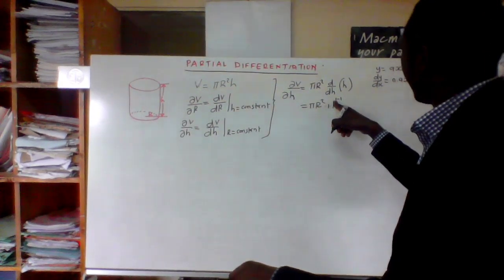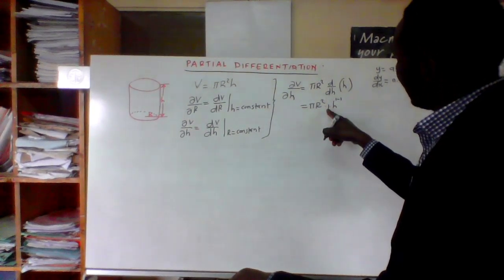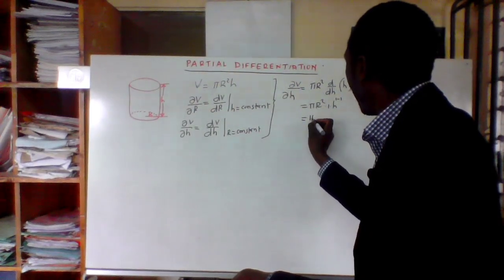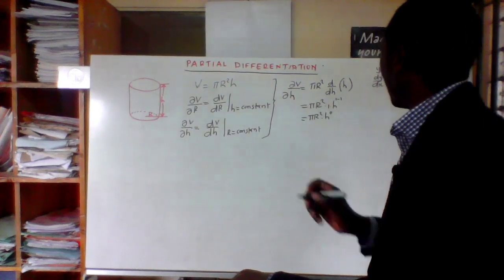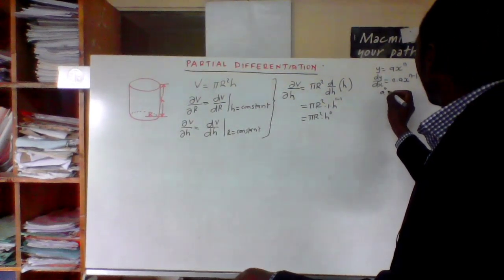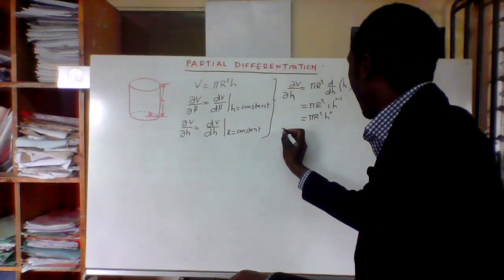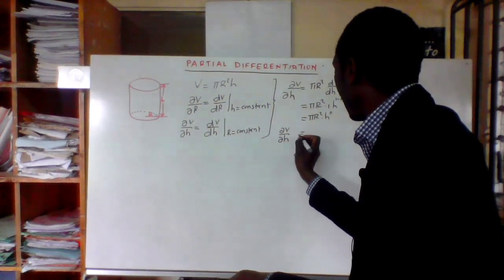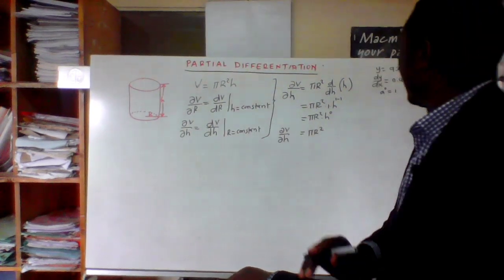In our case, n is 1, so we subtract 1 from 1, then we pre-multiply by that power. Here we're going to get pi r squared times h raised to 0. Remember, any number a raised to 0 will always be 1. So this gives us the partial derivative of V with respect to h is equal to pi r squared.